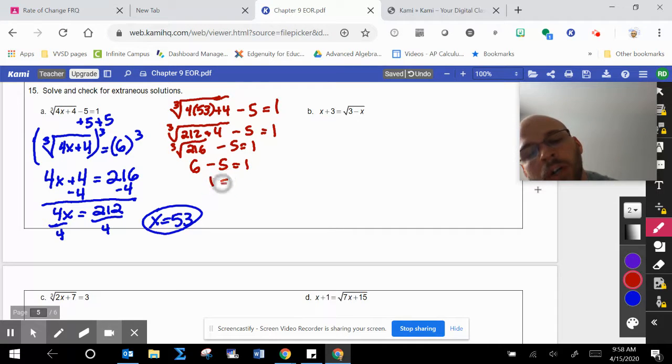And 6 minus 5 is 1 equals 1. That's good. We know that that's a solution. So for all of these, not only do you have to solve them, but you have to check your answers. Okay, let's take a look at part B.